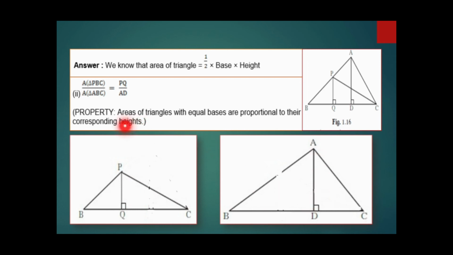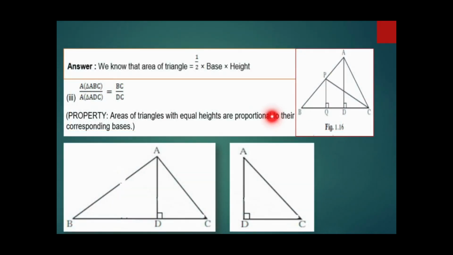So we use the property area of triangles with equal bases are proportional to their corresponding heights. That means we have to take a ratio of heights, that is the ratio of areas of that two triangles. So we write here answer area of triangle PBC upon area of triangle ABC equals to PQ upon AD, because in triangle PBC base is BC, in triangle ABC base is BC, but heights are PQ and AD, so we write PQ upon AD.